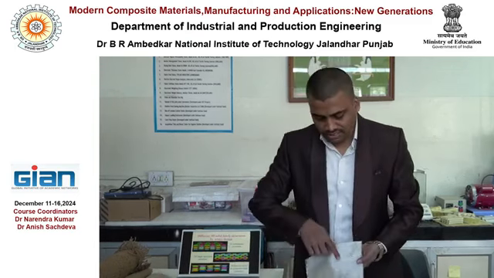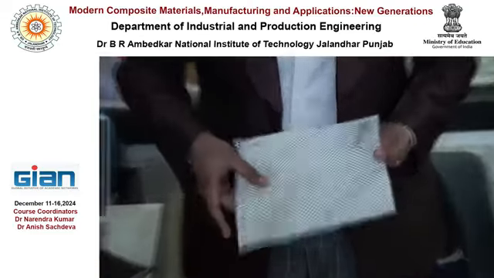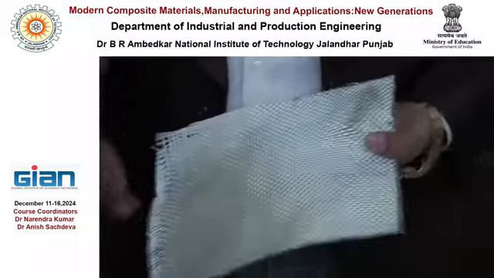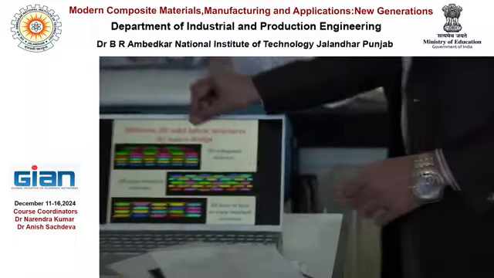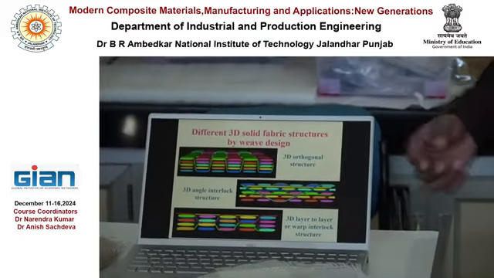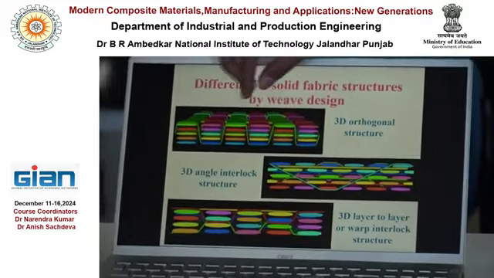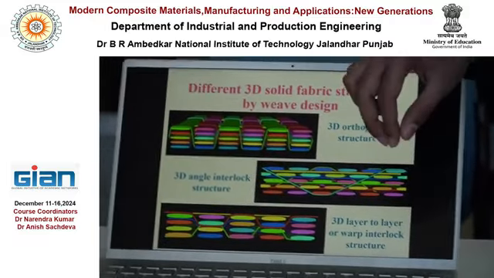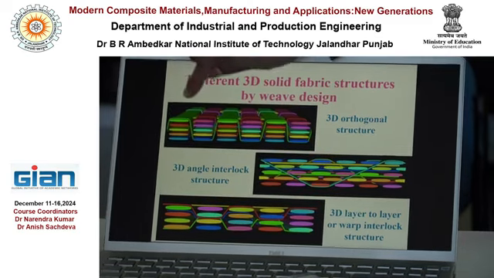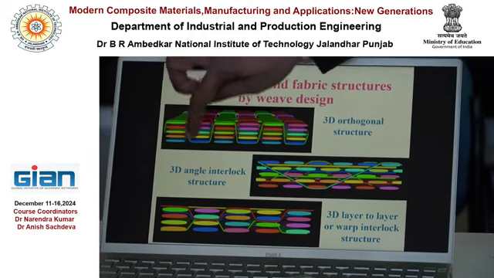Only one vertical set of yarn and another one is the horizontal set of yarns, which we call warp and weft. Only 2 sets of yarns. But in case of our 3D solid structures, we have 3 sets of yarns. So one is moving in the warp direction, another one is in the weft direction, and the third set of yarn which binds these layers of the yarns is called the binder yarn.